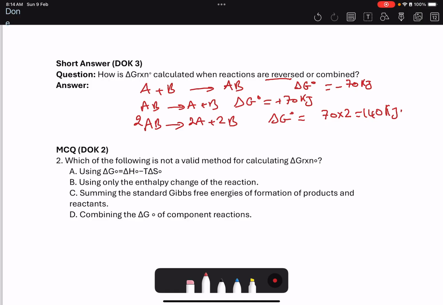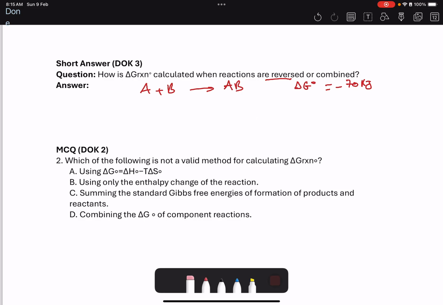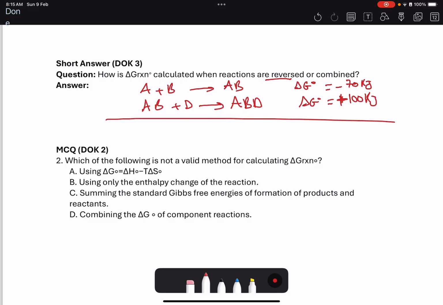Now, if you have two equations and you are combining them, you will combine their delta G's. For example, I have also AB plus D gives ABD with a delta G of, let's say, plus 100 kilojoule. So if I combine these two equations, I'm going to get A plus B plus D gives ABD, and the delta G would be the sum of the negative 70 and the 100 kilojoule.